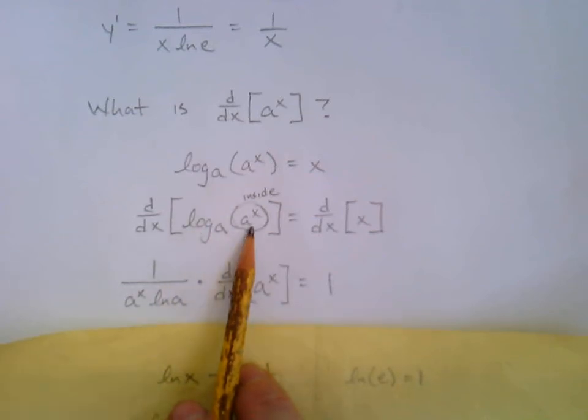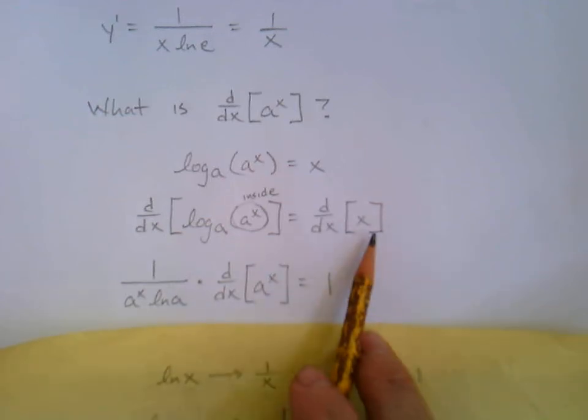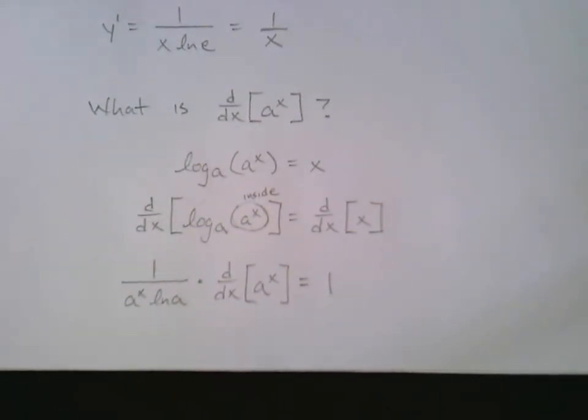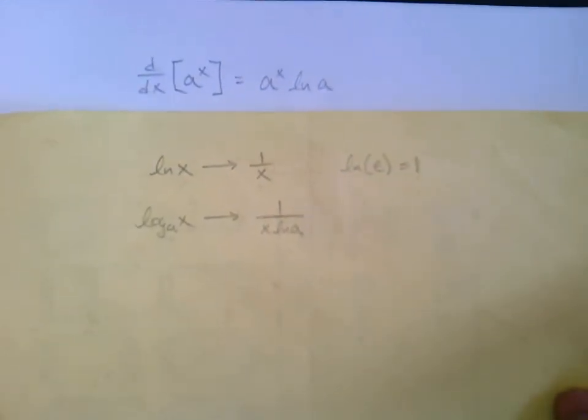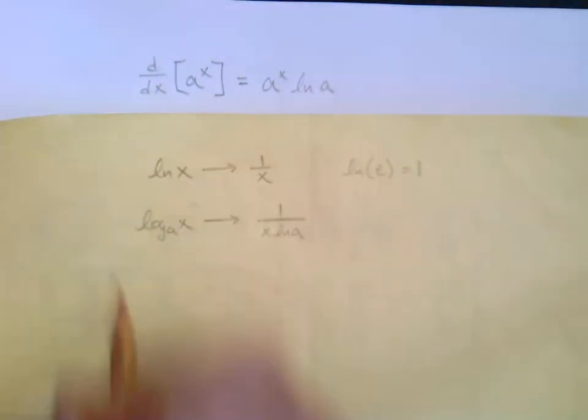Well, it's 1 over this times the natural log of the base. But then we need to multiply by the derivative of that inside function. And of course, that's the question we're after in the first place, so we're just going to leave it this way. Derivative of the outside times derivative of the inside equals 1 over here as well, similar to before. If you wanted to know what this derivative equals, just multiply this denominator over to the other side. And here it is. The derivative of any exponential, a to the x, equals a to the x times the natural log of a.